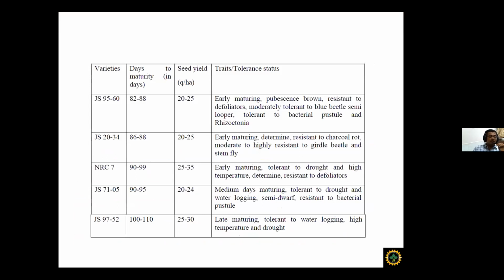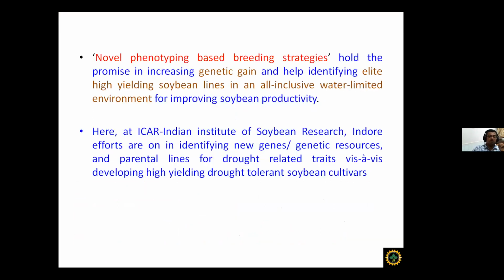So similarly, there are other varieties which were evaluated. They were found drought tolerant and have some other important agronomic and plant protection traits, like GS 9560, GS 2034, NRP 7, and likewise GS 9752. These are the genotypes. So novel phenotyping-based breeding strategies hold promise in increasing genetic gain and will help identify elite high-yielding soybean lines in water-limited environments for improving soybean productivity.